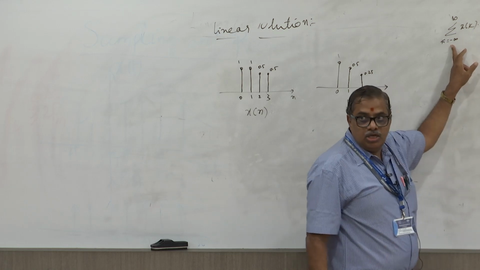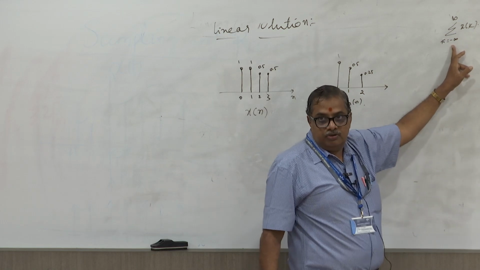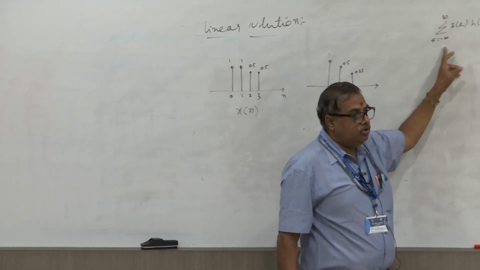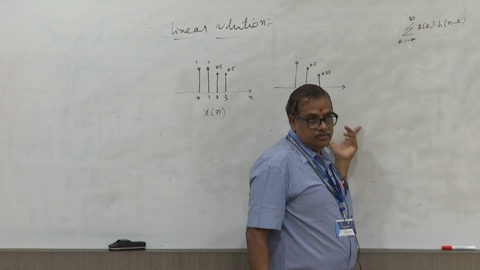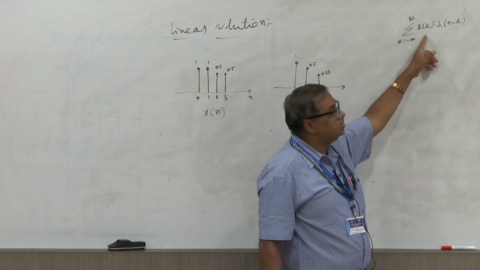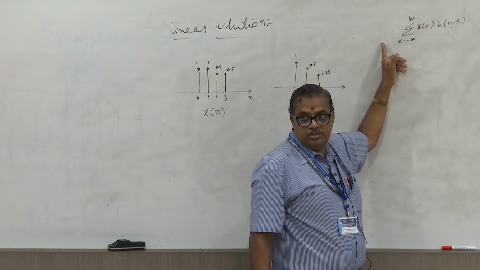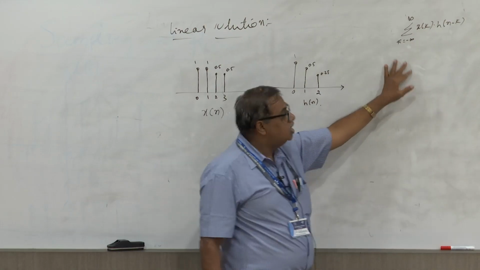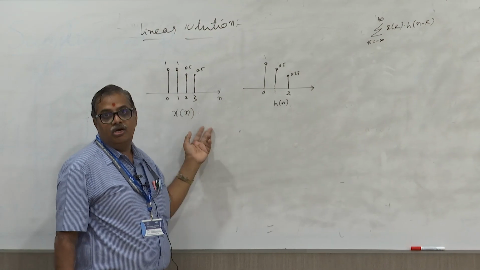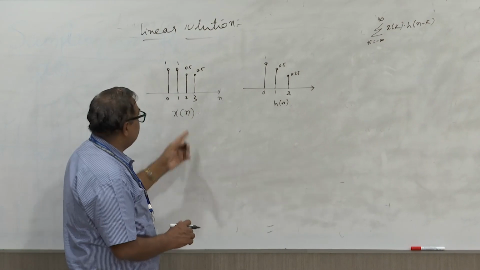So in all the transformations we prefer the frequency domain, because in the frequency domain it is only the multiplication of two signals. Here we have to do three processes: shifting, then multiplication, then summation. So three processes are there, therefore it becomes laborious. So we go for the frequency domain process where we multiply the two signals. Now let us see how to do this.